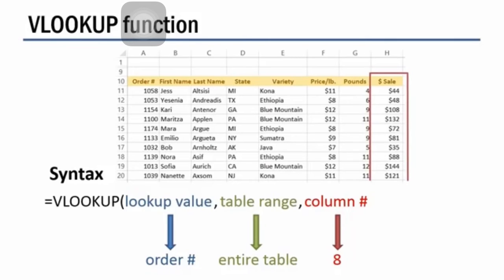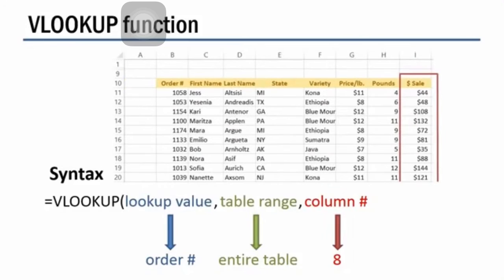Now, don't get that confused with the fact that you can see here it's column H. There's no law that says that the table has to start in column A. So let's say, for example, if we start the table in column B, then the sale column is still going to be the 8th column, but it's going to be in column I instead of column H. So that's why we're referring to the actual column number of the data table, not the column of the worksheet.